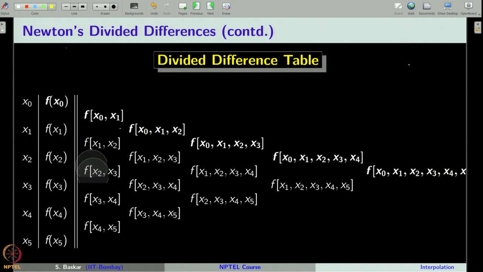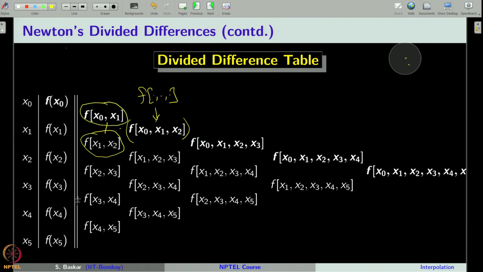Now, going to the second order divided difference, f of x 0, x 1, x 2. So, this is going to be the second order divided difference. How will you get this value? Well, this f of x 1 x 2 minus f of x naught x 1, then you go diagonally downwards and similarly diagonally upward till you reach the 0th order, and then take the values parallelly from here. Therefore, this value is computed as f of x 1 comma x 2 minus f of x 0 comma x 1 divided by x 2 minus x 0.